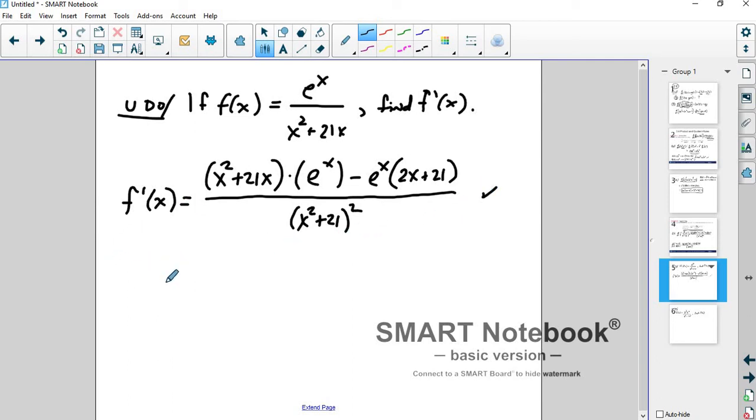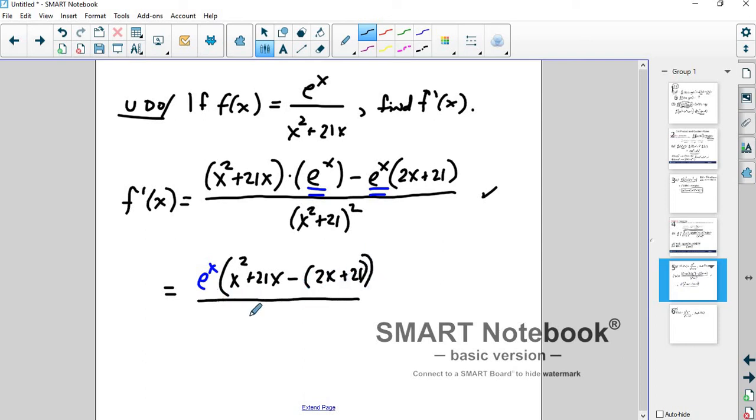Now I will show you a little bit more algebra here, because in this case, with e to the x running around, we can factor out an e to the x and make simplification much easier. If I factor that out, I'm left with x squared plus 21x, and then minus the group 2x plus 21. And so I can simplify the numerator even more by distributing this negative and combining like terms. So we get e to the x times the group x squared plus 19x minus 21.